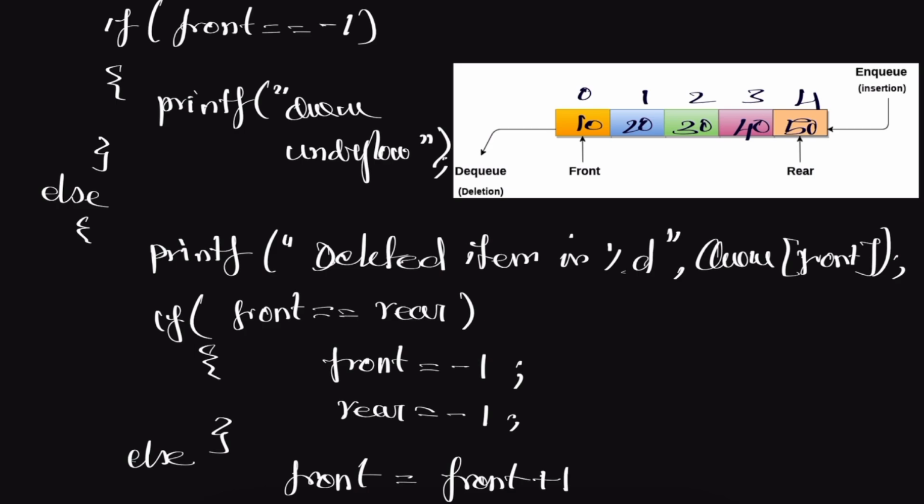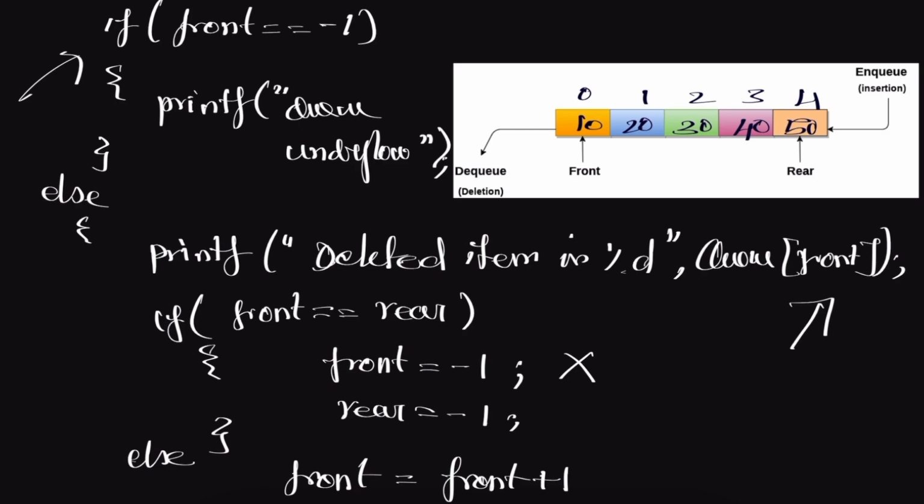Before we delete any elements, first we have to check whether front equal to minus 1 or not. If the front is not minus 1, then we come to the else part. In this else part, the queue element will be printed first. After that, we have to check the condition if front is equal to rear. Here, according to this queue, front is not equal to rear, because there are so many elements, so this condition also fails. And now we go to the else part.